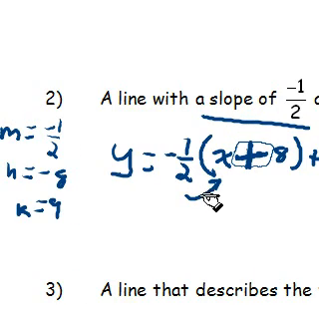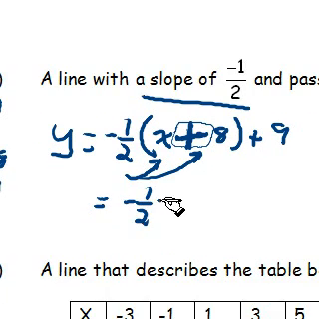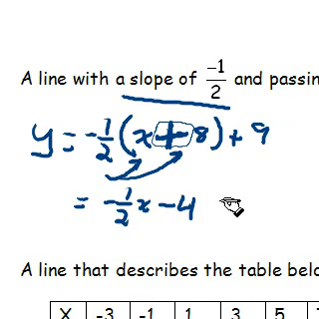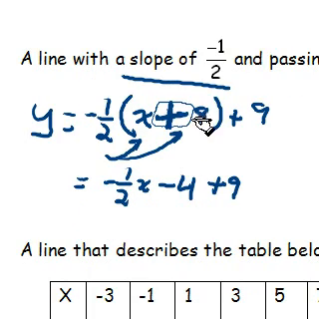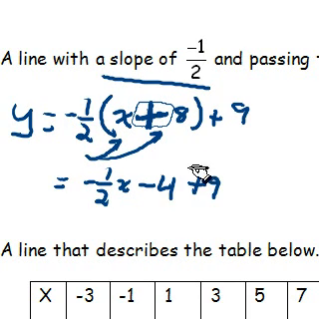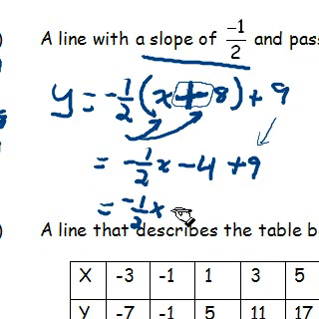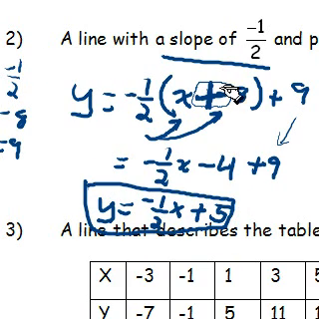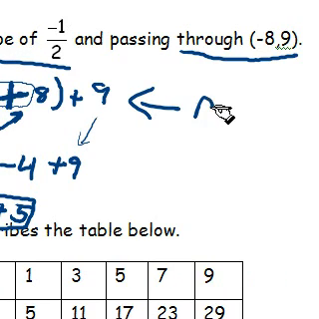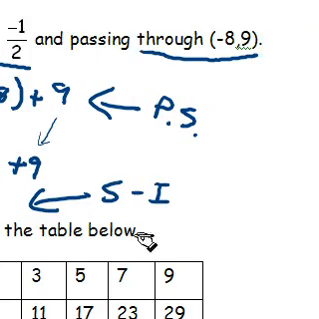Moving right along, we'll distribute this -1/2 to x, and then we distribute it to 8, which gives -1/2 x minus 4 plus 9. Half of x is -1/2 x, and -half of 8 is -4, and that 9 just comes right down. That equals -1/2 x plus 5. And there you have it. Again, notice that we started in point-slope form, and we ended in slope-intercept form.